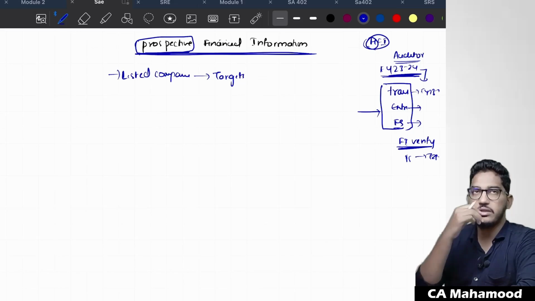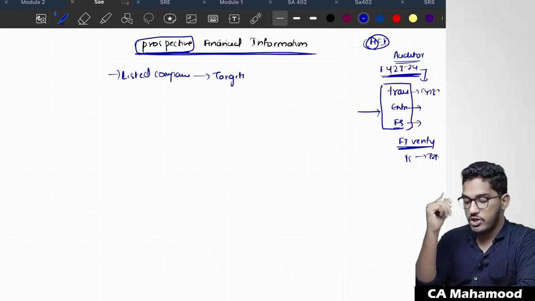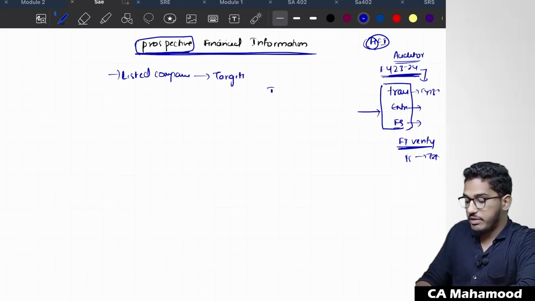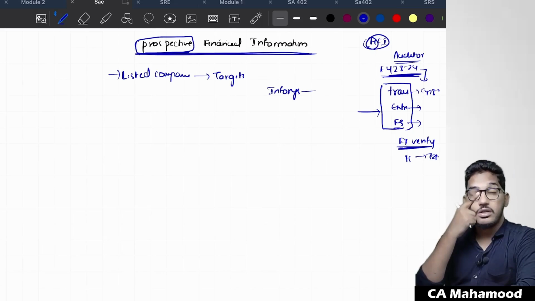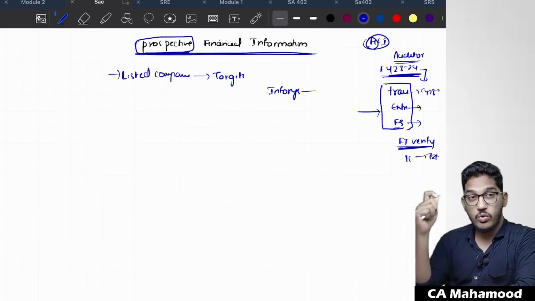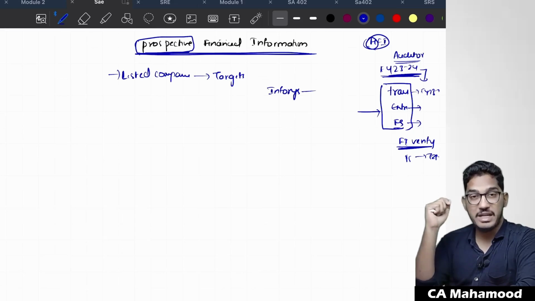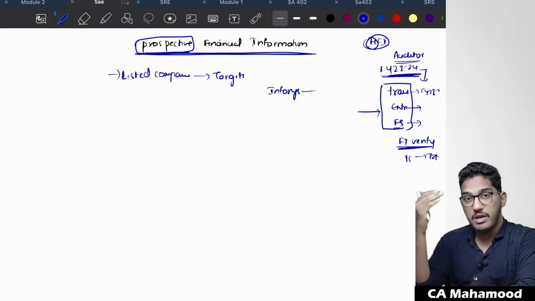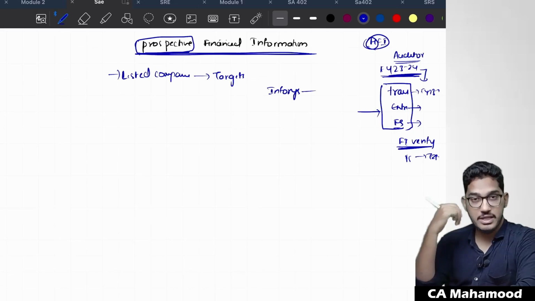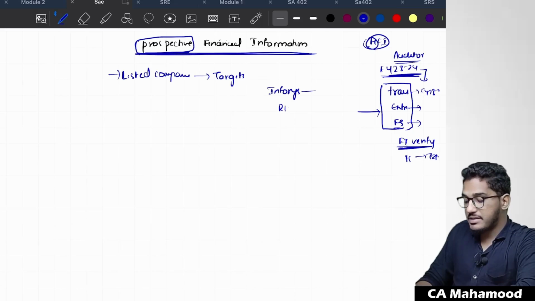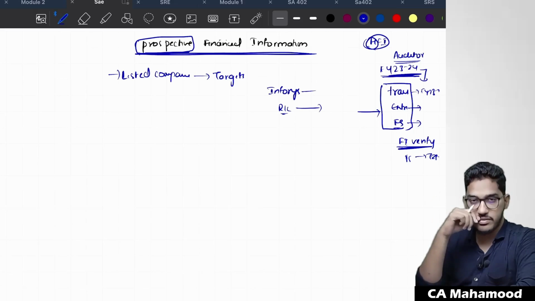You might have often heard in the news, if you're following the business news, that when a company like Infosys has released its results, news channels will say Infosys profits are lower than what has been expected, lower than whatever target has been given. Or sometimes you will hear that Reliance Industries Limited has exceeded the targets.